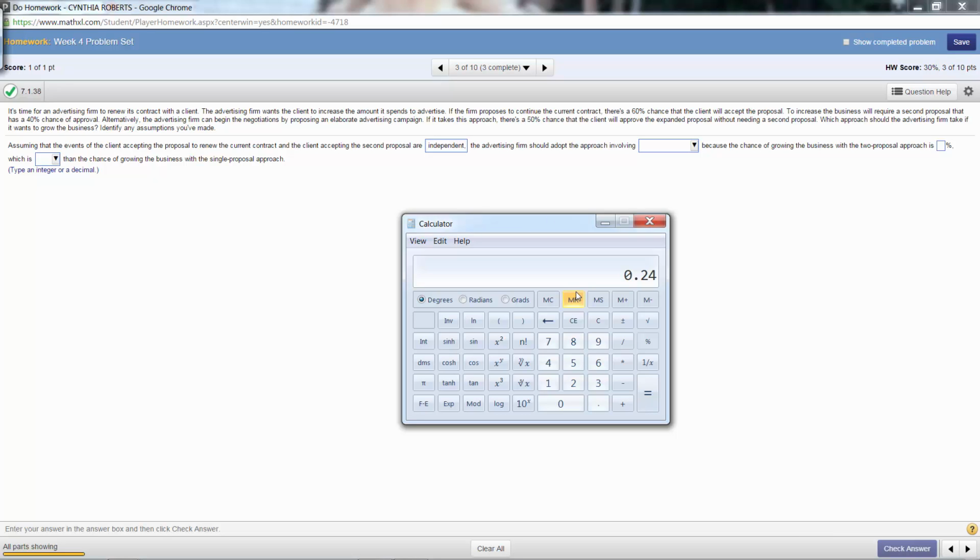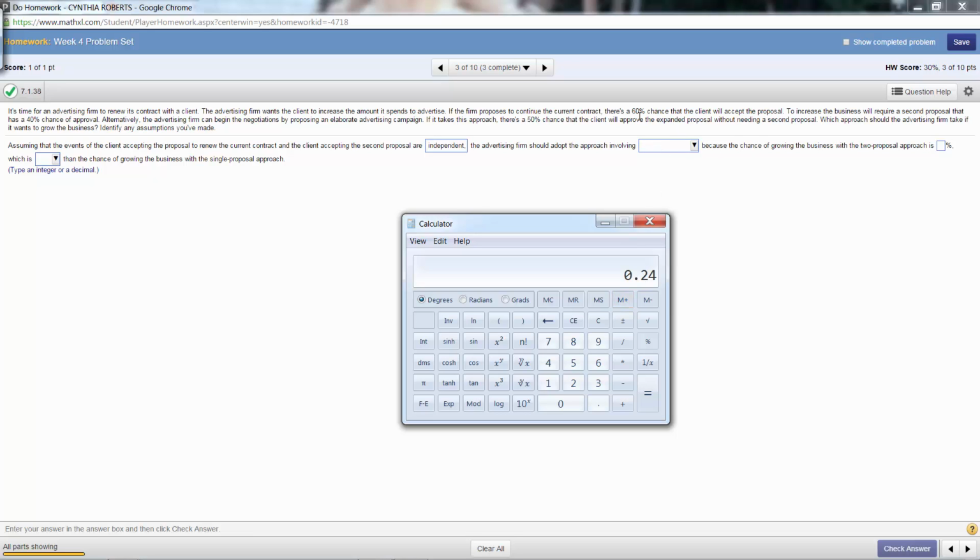That means that they listened to my first proposal and they said, hey, I don't know. And then I came back and did a second proposal. And so that's the probability of the first proposal times the probability of the second proposal.